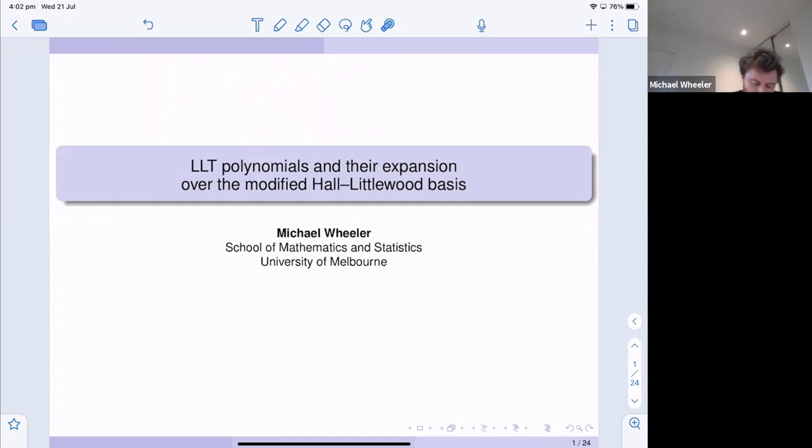Okay, so yes, I'll be talking about LLT polynomials. And in particular, I will be saying something about their connection with certain families of integrable vertex models and some of the applications of that representation of the polynomials. And the main result is an explicit formula for the expansion coefficients over the modified Hall-Littlewood basis.